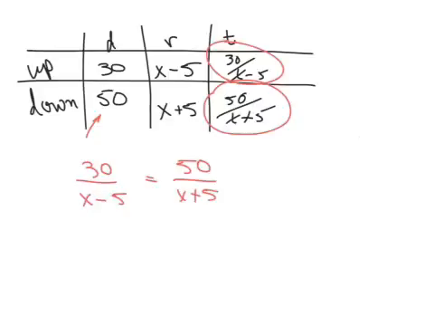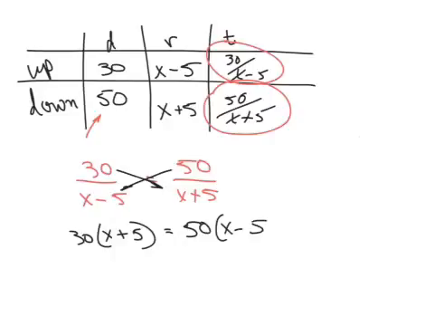Okay? Now, what I would suggest doing when you have two fractions that are equal to each other like that, I would suggest cross-multiplying rather than finding common denominators. The book is teaching you to find common denominators, but there's no sense in doing that if you don't have to. So that means we're going to multiply and distribute there.